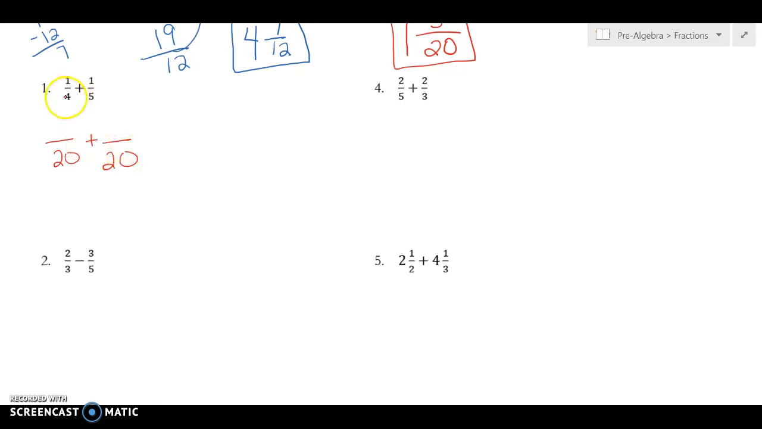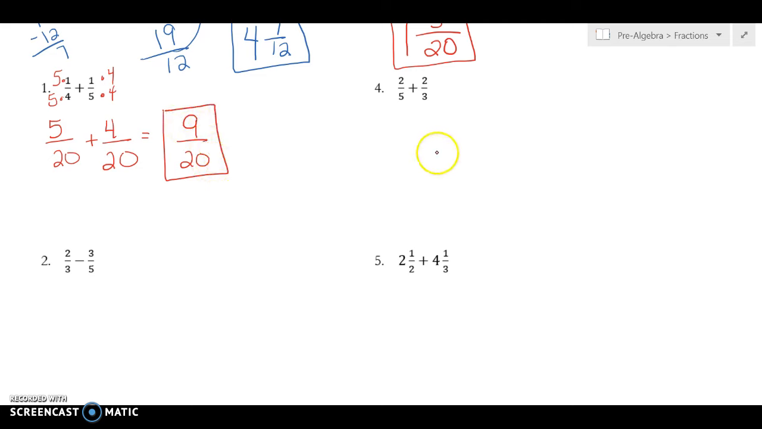So the first one I have is 20. So I multiplied the 4 by 5, so I multiplied onto the top by 5 also. And then 5 I multiplied by 4, so I multiply the top by 4 also. And so I get 9 over 20. There's not a number that goes into both of those, so that is my answer.